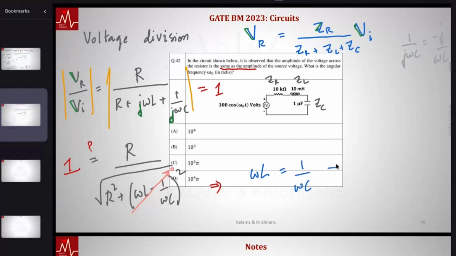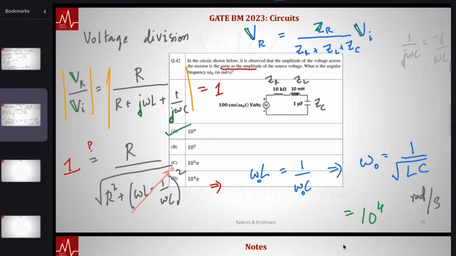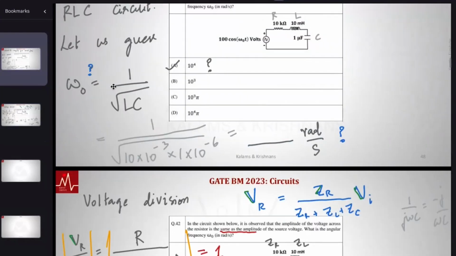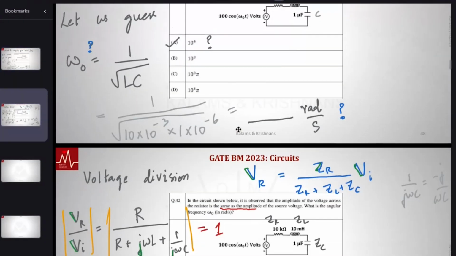And this implies the omega of interest, omega naught square, is 1 by LC. And this happens to be 1 by square root of LC. Stick to SI, and you're going to get an answer in radians per second. If you calculate this, what should you get? What you get is 10 power 4. Notice there was a reason we guessed that magic frequency. That happens to be the resonant frequency here.